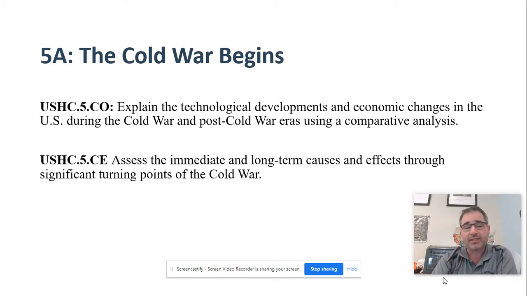modern era. The second one is 5CE, assess the immediate and long-term causes and effects through significant turning points of the Cold War. That's a very open-ended one. Basically, we're looking at causes and effects of various turning points. So, for example, we're going to look at Sputnik and how that was a turning point in the war.